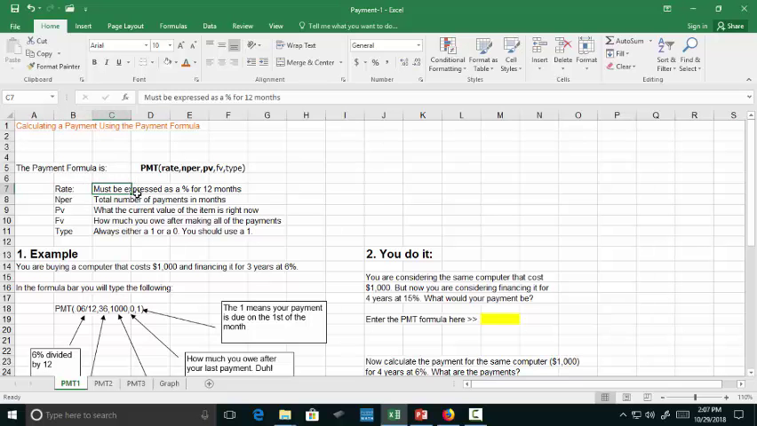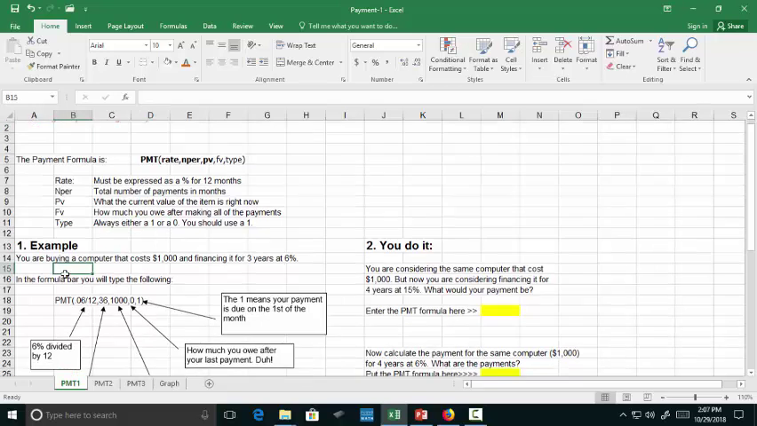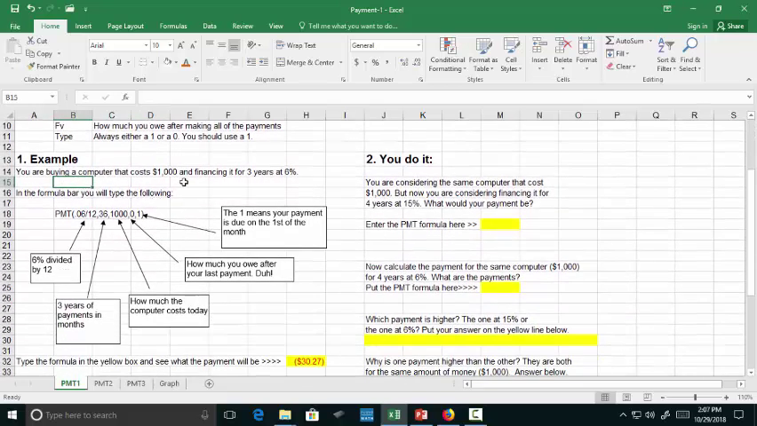We require the rate, which is a percentage for 12 months, and NPER is the total number of payments in months, and PV is the current value. FV is how much we'll owe after making the payments, that's the future value, and the type is either a 1 or a 0 depending on when we are making the payment, at the beginning of the month or at the end. Now suppose we are buying a computer that costs $1,000 and financing it for 3 years at 6%.